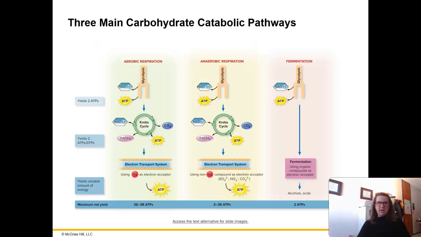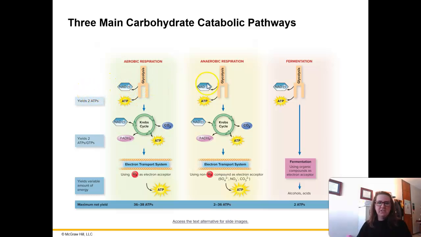Okay, so we have the three main carbohydrate catabolic pathways here. What I want you to see: aerobic on the left, anaerobic in the middle, and on the right-hand side, fermentation. And we see that all of these pathways are going to yield a small amount of ATP right at the beginning. I also want you to see that this process here looks like a prong, or a tuning fork. This is what we call glycolysis. Okay, and it is the same for aerobic, anaerobic, and fermentation. Essentially, it starts exactly the same.